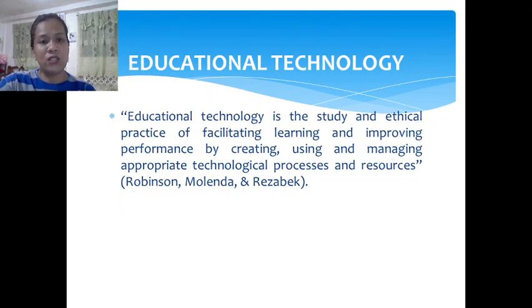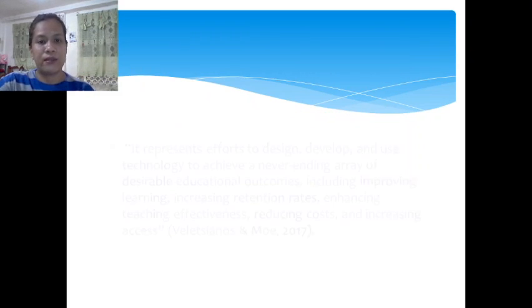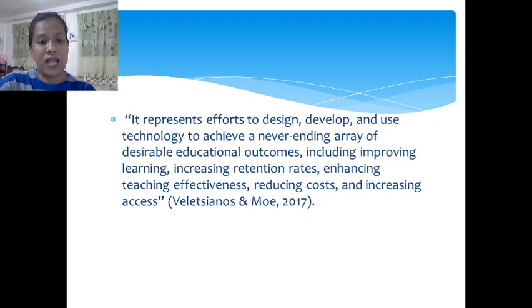So let's go now to educational technology. It is the study and ethical practice of facilitating learning and improving performance by creating, using, and managing appropriate technological processes and resources. It represents efforts to design, develop, and use technology to achieve a never-ending array of desirable outcomes.